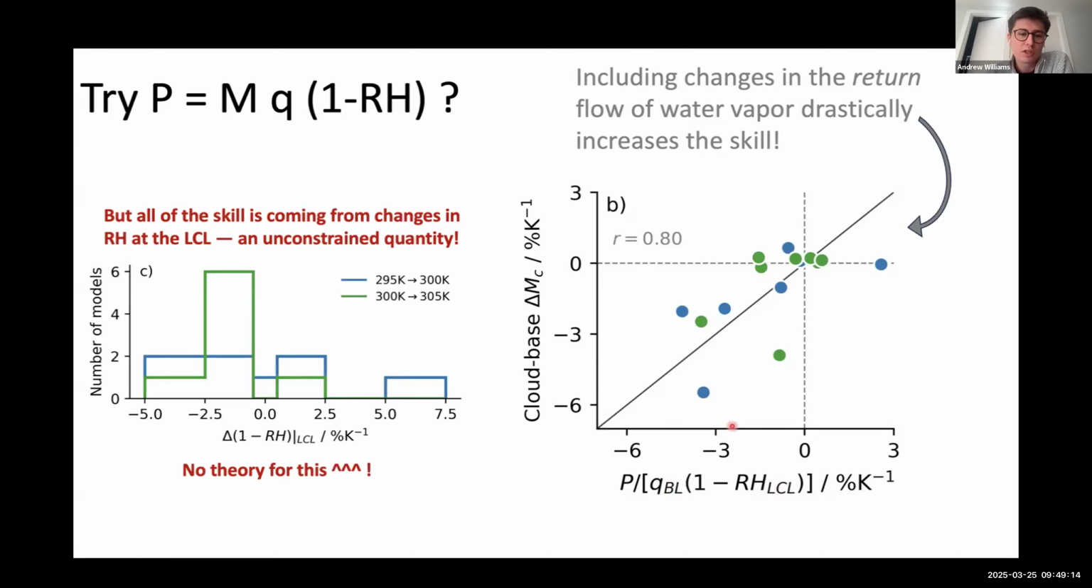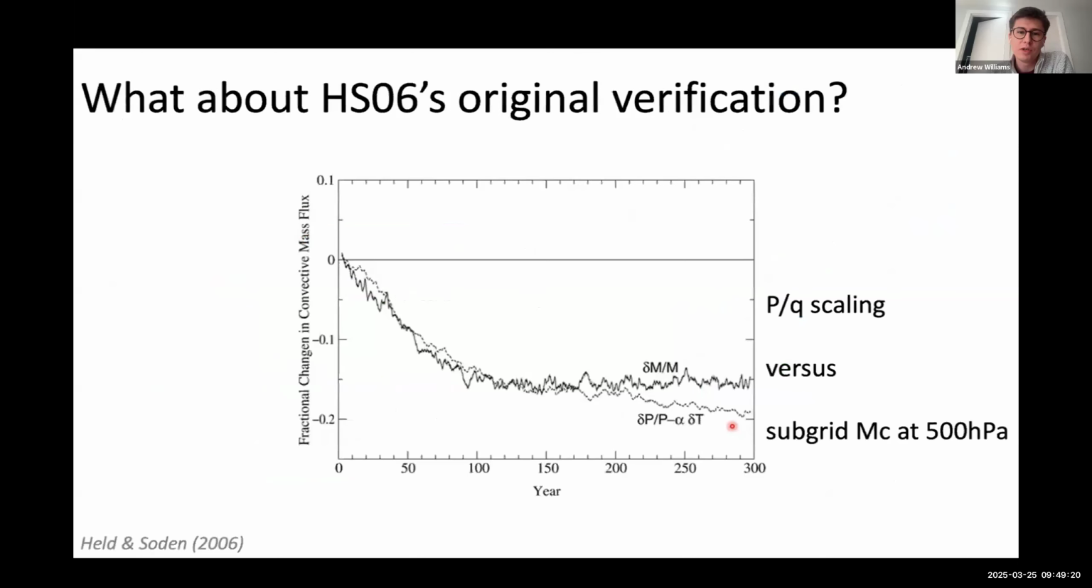And then one more thing I just want to talk about briefly is, some people, when I show them this, go, well, what about the original paper? So in the original paper, there is this plot which shows, in this dotted line, basically the P over Q scaling, and then in this solid line, the fractional changes in subgrid mass flux from the GFDL CM2.1 model. And you can see that these track pretty well, and that's taken as verification of the P equals MQ that I talked about a second ago.